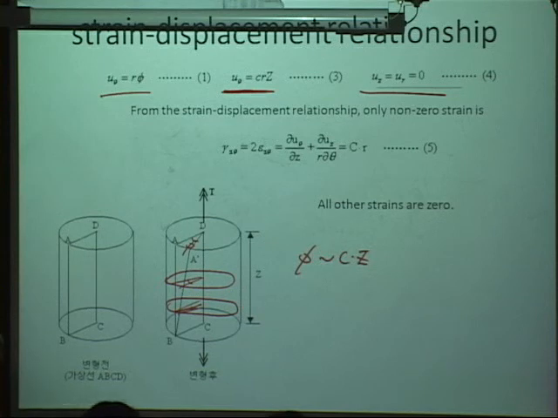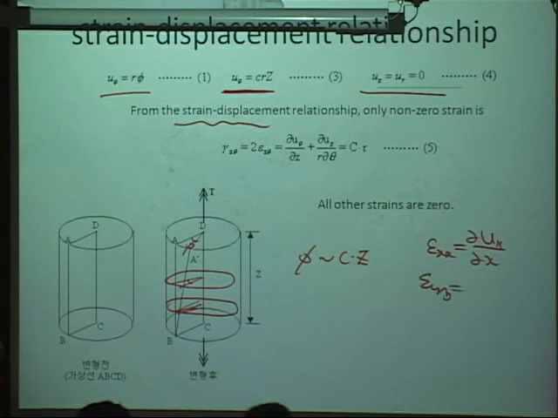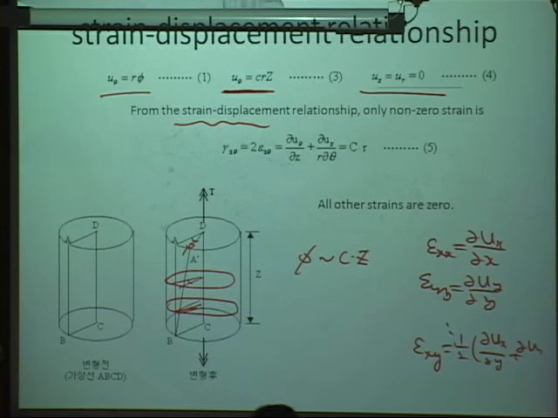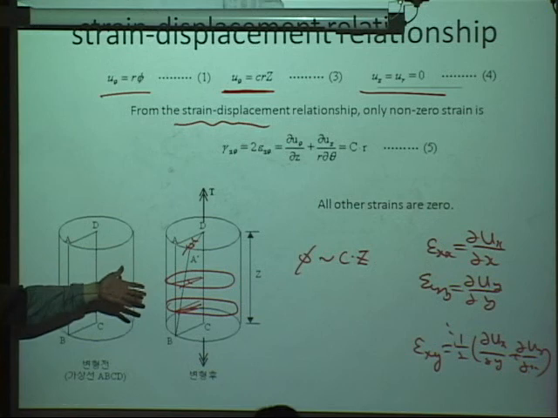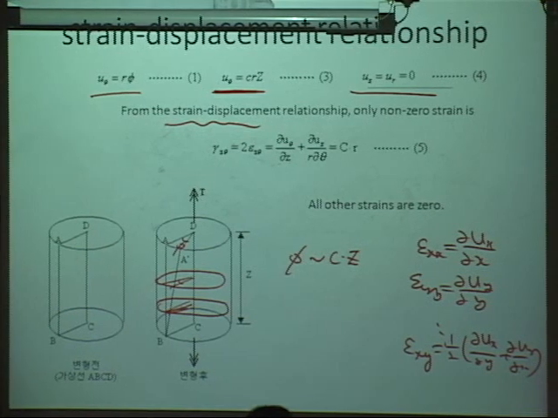Now, strain-displacement relations. Do you remember that epsilon xx equals ux derivative with respect to x, and epsilon yy equals uy derivative with respect to y? And epsilon xy is half of the sum of ux with respect to y plus uy with respect to x. Right? Do you remember this equation? No.